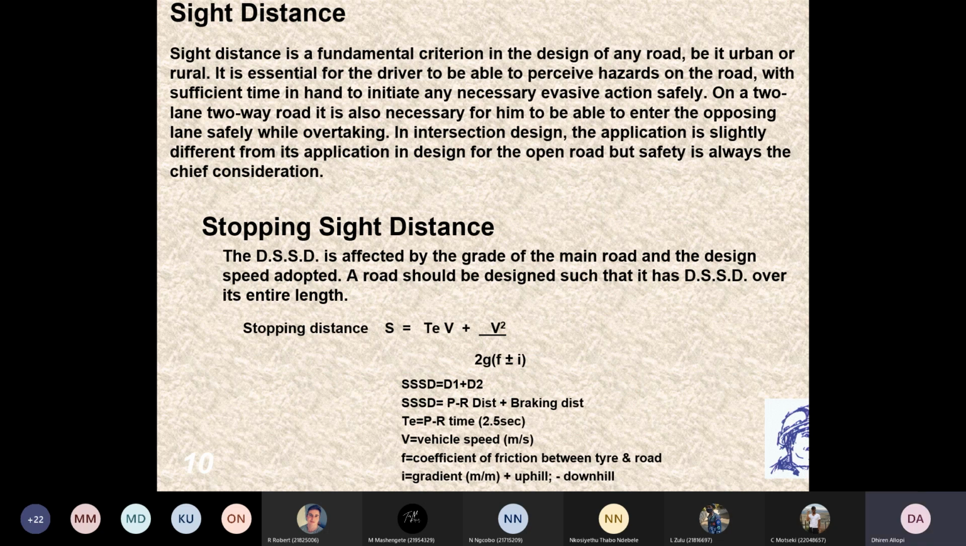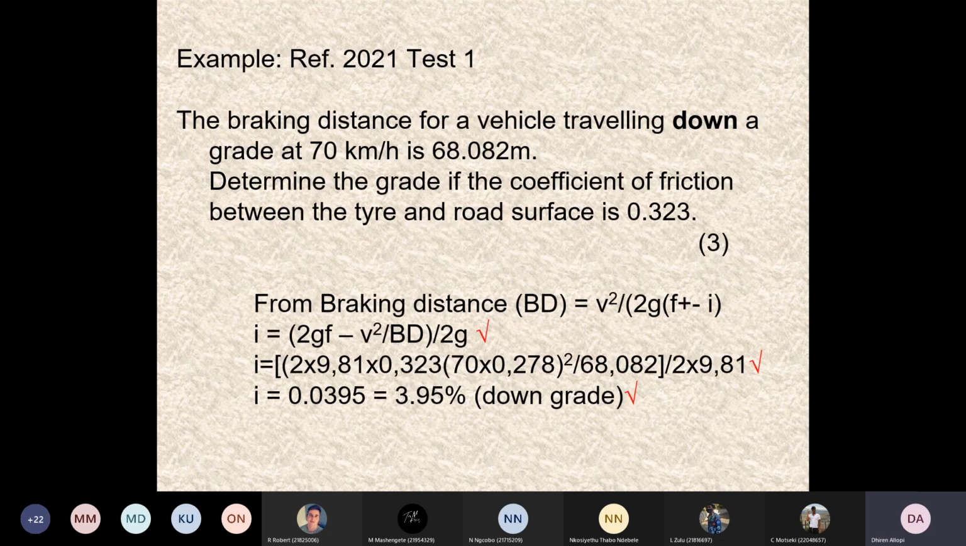If you look at the braking distance formula, you were given the speed and the frictional coefficient value. G is obviously a constant, 9.81 meters per second squared. You were required to find the grade I, and of course you were given the braking distance, the D2 value. Simple. All you need to do is make I the subject of the formula. There's your basic formula for your braking distance, and you make I the subject of the formula and solve for I.